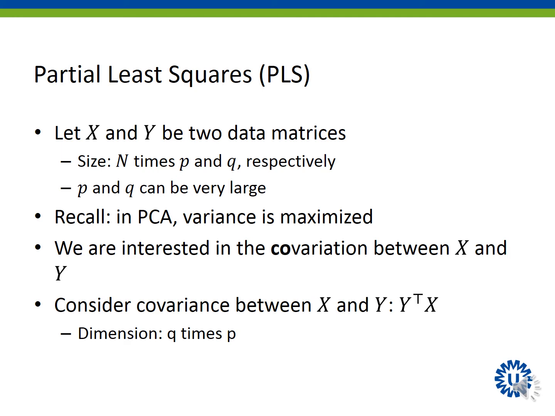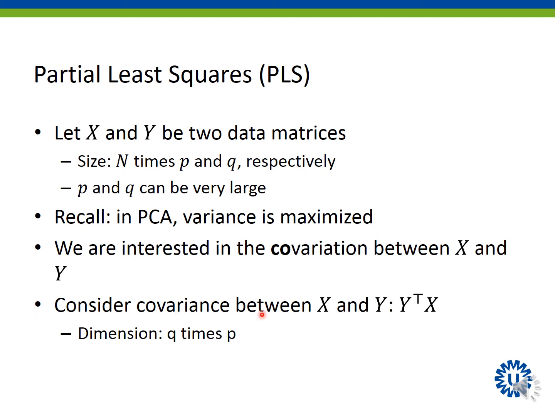So how does PLS work? First, let X and Y be two data matrices. Let's say, for your convenience, gene expression and metabolism. The size, again, we have N samples, and we have P genes, and we have Q metabolites, right? And note that typically P and Q can be very large, or can also be small, depending on the context. So recall that in PCA, we consider directions of maximal variance. However, here we are interested in the covariation between X and Y, and not necessarily in the variation within X or within Y. So we need to do something else.